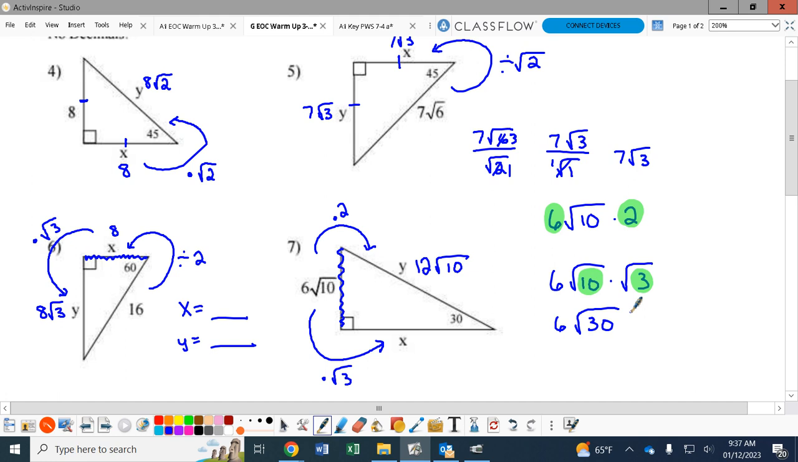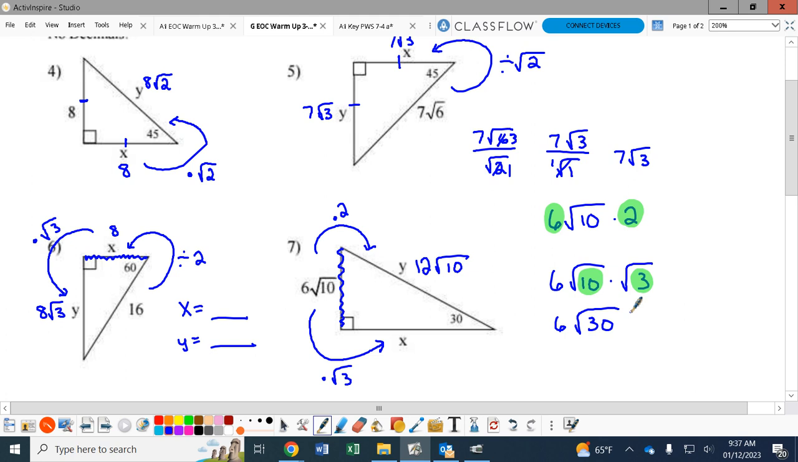Now can 30 break down? Grab your calculators. We need to decide if that can break down. Do 30 divided by 4. I don't think that divides evenly. Okay. Do 30 divided by 9. I'm going through the special numbers. No. 30 divided by 16. No. That's going to be 32.